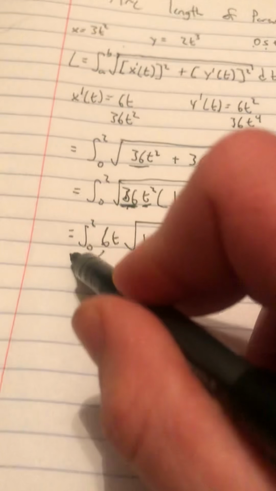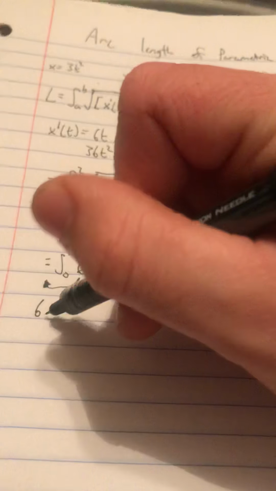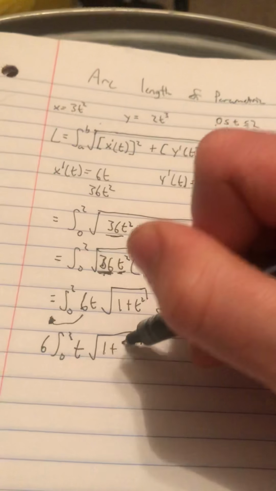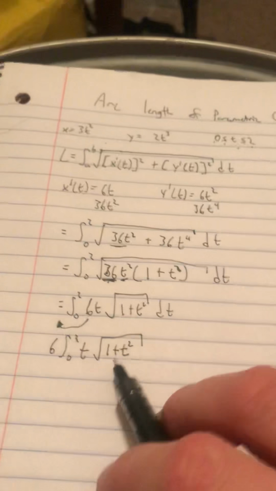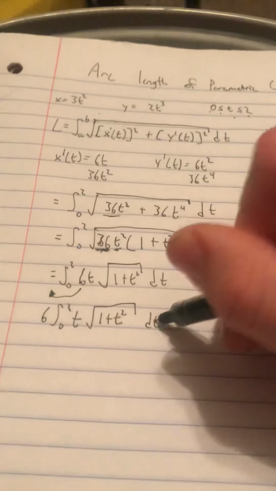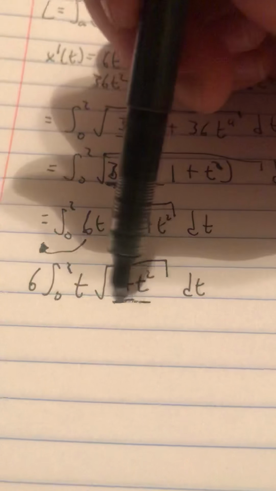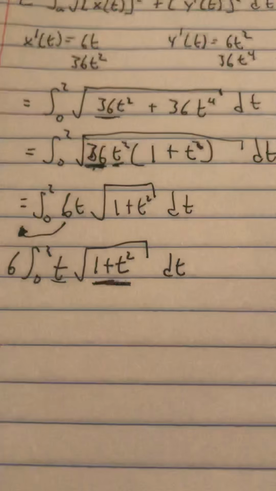However, this 6 can be moved out front. So we'll have 6 times the integral from 0 to 2 of t times the square root of 1 plus t squared dt. But now how do we take the integral of this? Well, this is a simple u sub, for the 1 plus t squared.